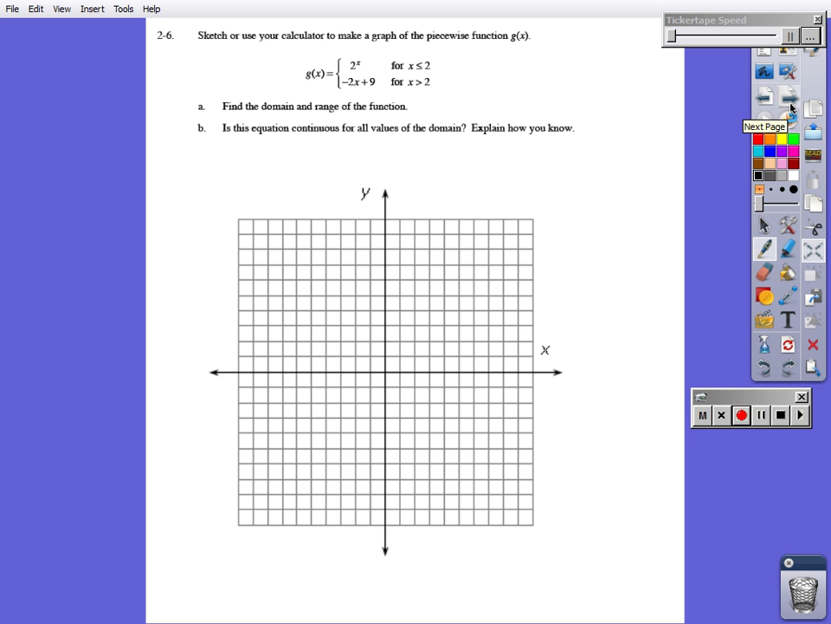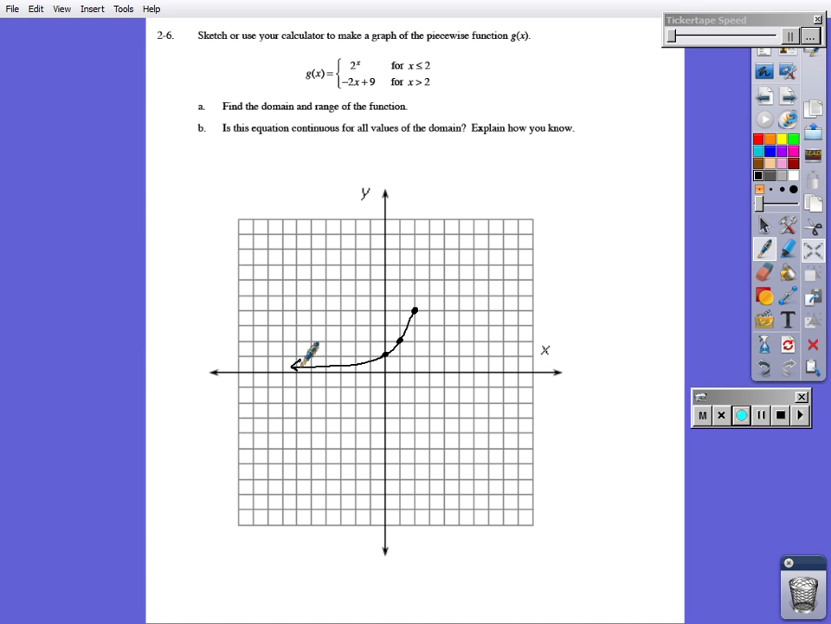Last, we have one more piecewise function here to graph, 2 to the power of x when x is less than or equal to 2, and then negative 2x plus 9 when x is greater than 2. Same idea, and you can plug these in your head. So I'm still starting at 2, plug that in, I get 4, over 2 up 4. All right, and then I'm going to the left because it's less than, so 1, 2, 0, 1, and that's an exponential. Remember that that has an HA.